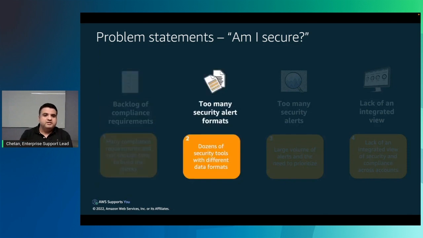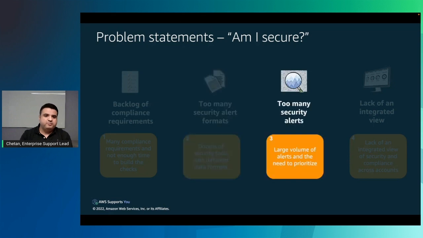The next question is, I have too many security alert formats. Can Security Hub help me with this? Yes. So Security Hub can use the data in the results collected from the different AWS and third-party products so that you don't need to deal with any time-consuming data processing. So it processes these findings using a format called AWS Security Finding Format, that's ASFF.